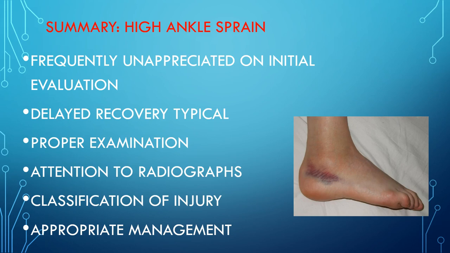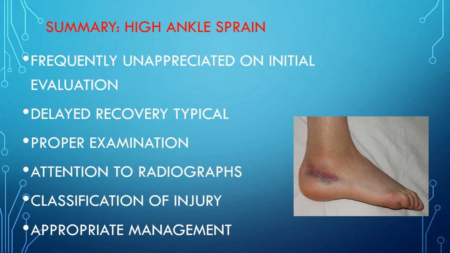So in summary, the high ankle sprain is something that is generally unappreciated by many on initial evaluation, and this is particularly apt to happen, in my opinion, with doctors who really do not have active sports medicine practices, and we tend not to do the same detailed examination and tend to think everyone has just a lateral ligamentous injury. Remember that these occur with pronation, external rotation injuries. Typically, delayed recovery is very typical for these injuries.